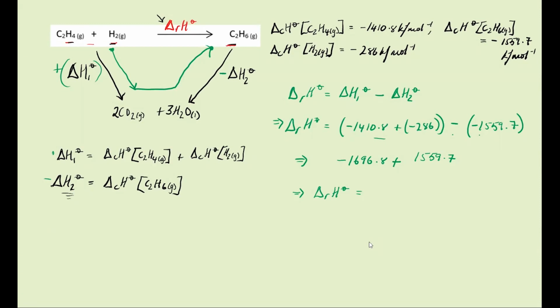And conveniently, you may have already worked it out, it does work out as minus 137.1 kilojoules per mole, which again proves the point of enthalpy change for any reaction is independent of the route taken. So in this one, we have gone through combustions, and the very first example we went through formations, but we still got the same answer.